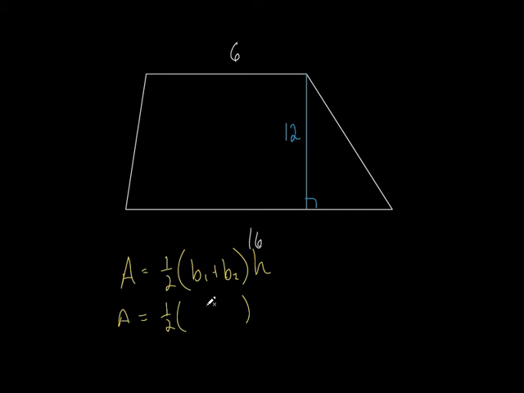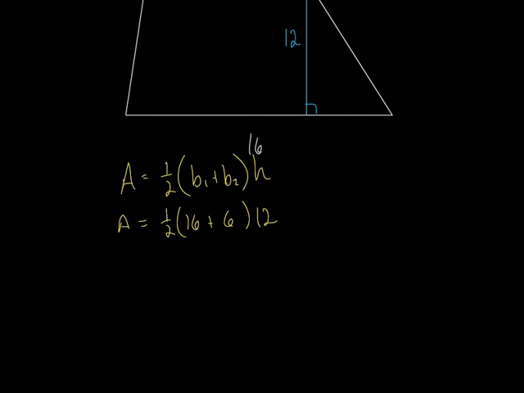This is what I mean by showing your work. It's not necessarily a whole lot to show. It's just a matter of showing what you're putting into your formula. You could call either one of these B1 or B2, so I'll put 16 plus 6 times the height, which is 12. There you go. I showed my work. At this point, if you just want to put that into a calculator, that's fine with me. But at least I saw that you knew to put those numbers where they're supposed to go.